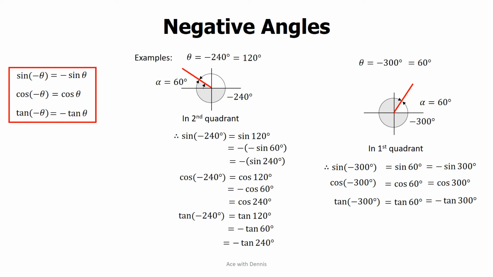Okay, so from here we can make a conclusion. For the negative angles, it obeys the formula sine negative theta equals negative sine theta, cosine negative theta equals cosine theta, and tangent negative theta equals negative tangent theta, regardless of where the angle is, whether it is in the first quadrant, second quadrant, third quadrant, or the fourth quadrant.